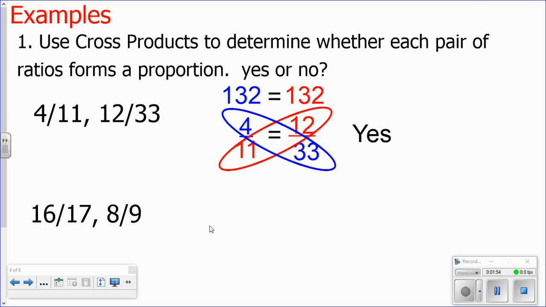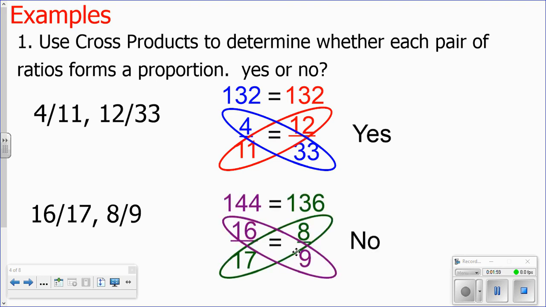6 over 17 equals 8 over 9. Make them equal to each other. Cross multiply. So 54 equals 136. No, they do not equal. They are not proportional.